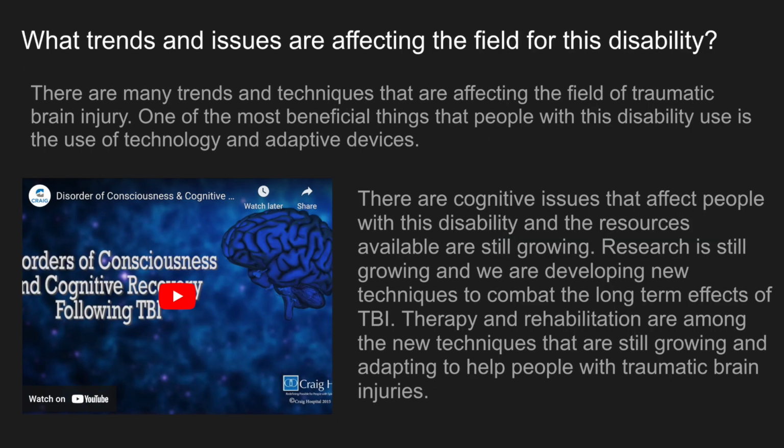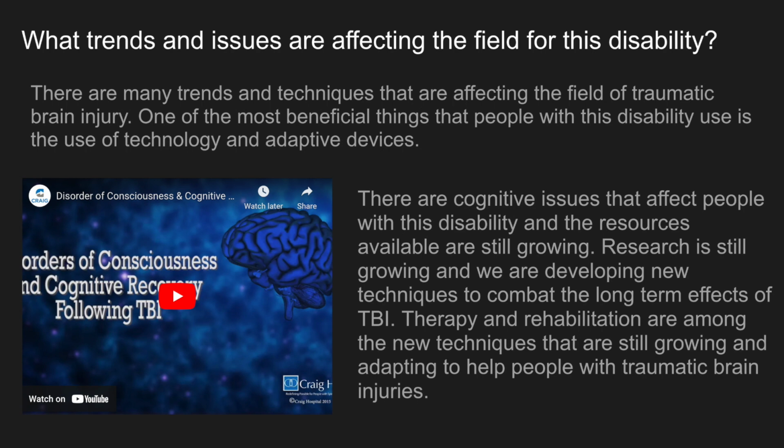What trends and issues are affecting the field for this disability? There are many trends and techniques that are affecting the field of traumatic brain injury. One of the most beneficial things that we see is the use of technology and adaptive devices that really helps students. And there's also some brain stimulation, electrical connections, that people are using right now.